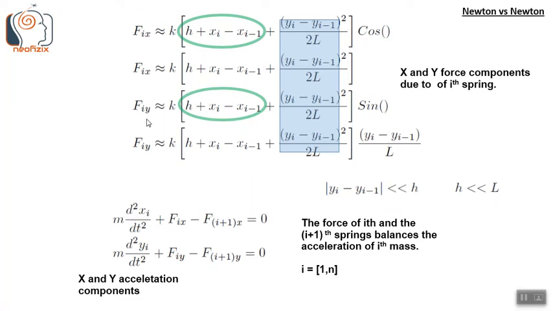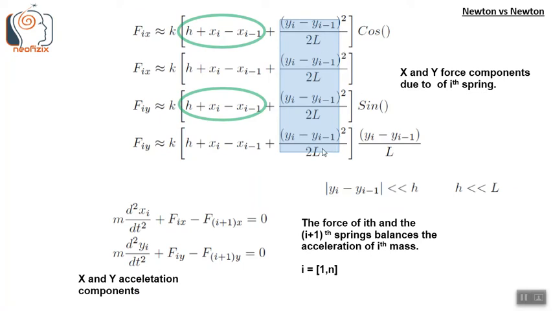Along the y-axis, we get f_iy, the y component of the force of the ith spring, which is nearly equal to k into (h plus x_i minus x_{i-1}) into sine of the same angle that was there in the cosine function above. So this sine function will be close to the ratio of the difference in the y-axis disturbances to the resting length of the spring, that is y_i minus y_{i-1} divided by L, as shown in the fourth equation in the list.